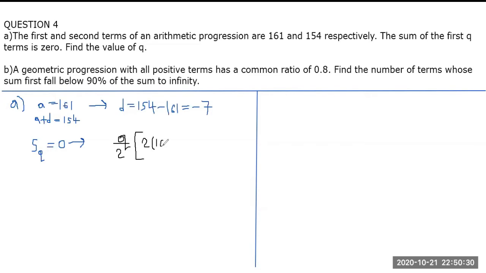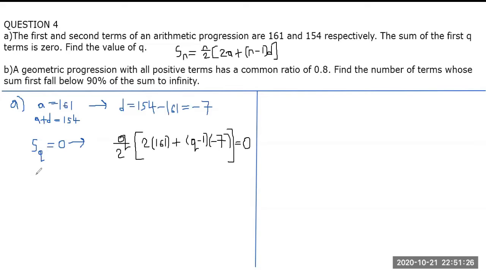So 2 times a, 161, plus n minus 1, where n in this case is q, so it becomes plus q minus 1 times d. Your common difference d is negative 7. And this part right here is equal to 0. So that's the equation we're solving. q over 2 times this is equal to 0. So we just have to apply the formula. Just to write it down again, S_n, the sum of n terms of an arithmetic progression, is given by n over 2 times 2a plus n minus 1 times d.